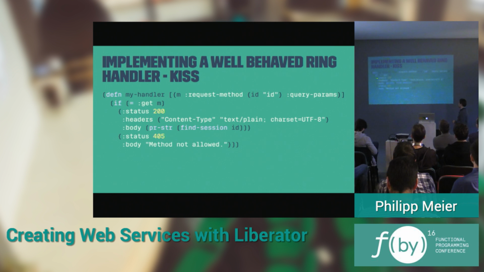We respond with 200, and we use a hypothetical find-session database method to look up the talk and return it. pr-str is a Clojure function which returns a Clojure code representation of the data structure. So it's a very simple way to convert a Clojure data structure to a string in a decent and nice format. And if it's not GET, we return 405, method not allowed. Quite easy, right?